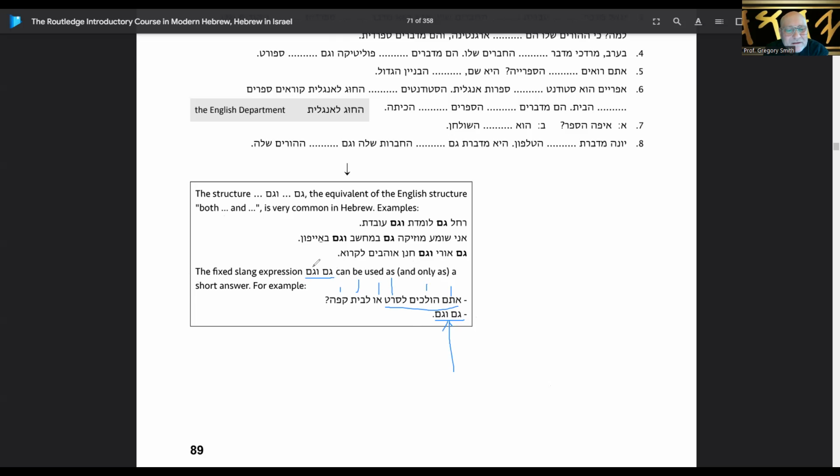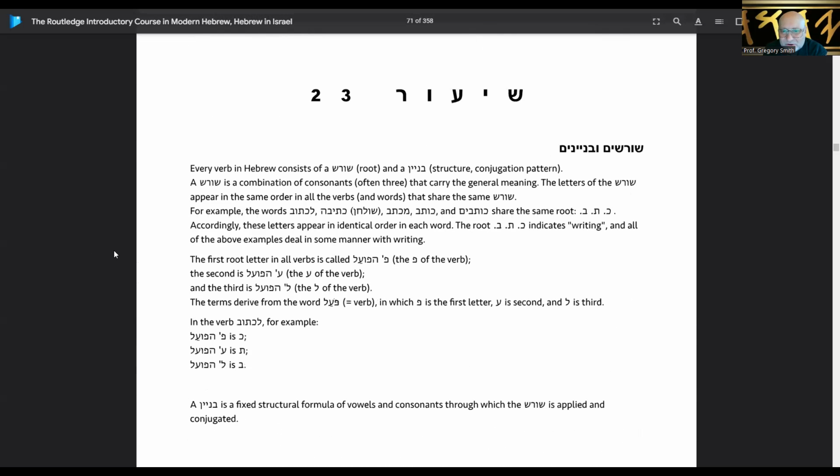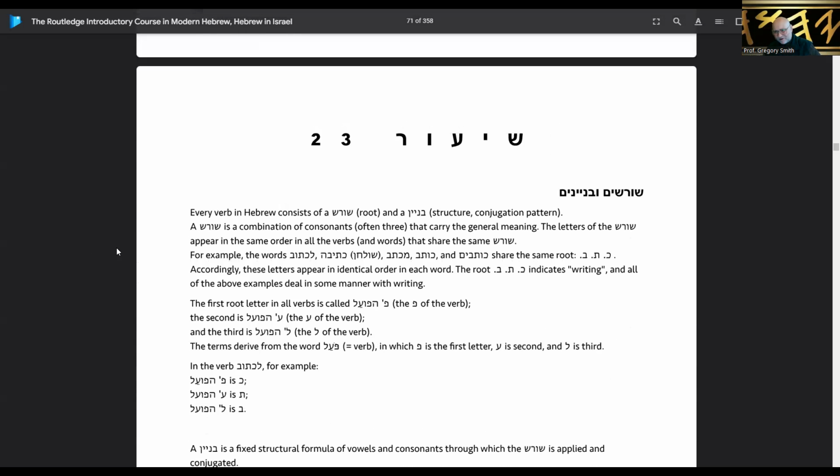Both and, I wonder if it's both and also. Both and also, gam v'gam. So this is not, it's both and also. So it's like they're saying they're going to both of them, the movie and the coffee house. Okay, wow, that was a mind bender, guys. A mind bender.